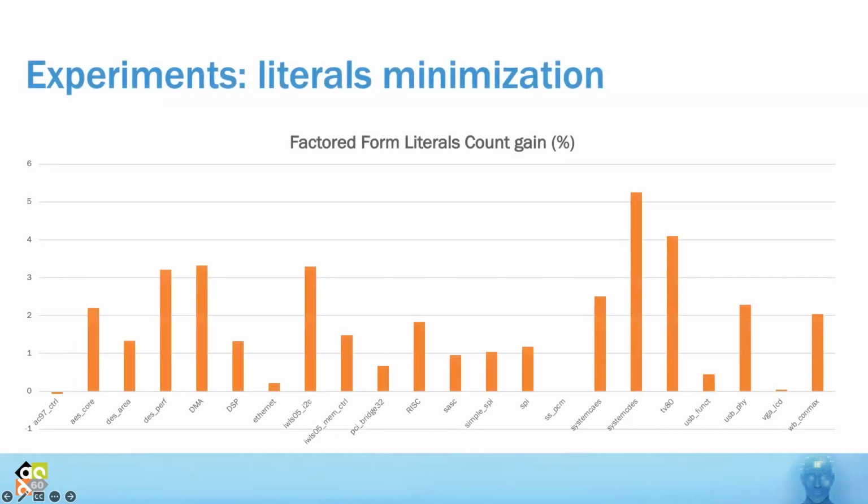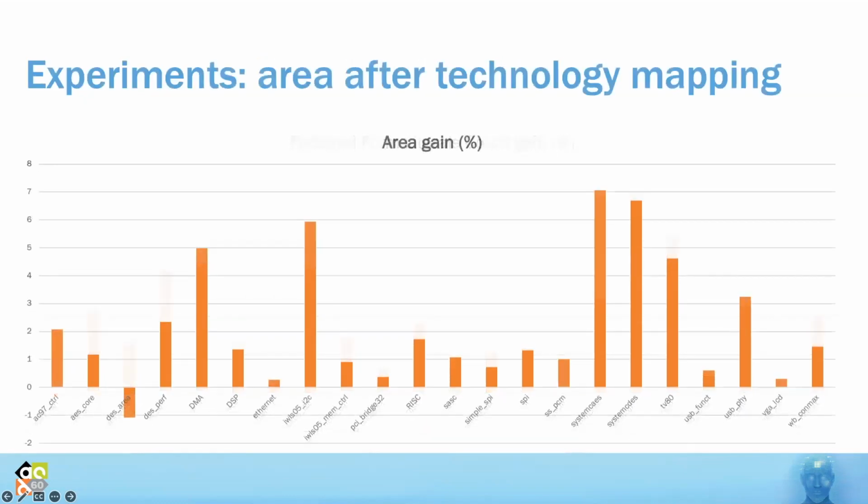Here, this graph shows the improvement in literal count after the optimization. We can show up to 5.3% improvement in factor form literal count on the benchmarks. In this experiment, instead, we show the results after going to technology mapping, and we show really good correlation between the number of factor form literals and the area after technology mapping. And we achieved up to 7% area improvement over the classic script in ABC.